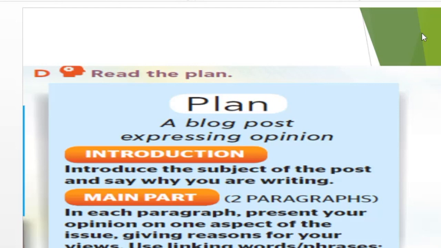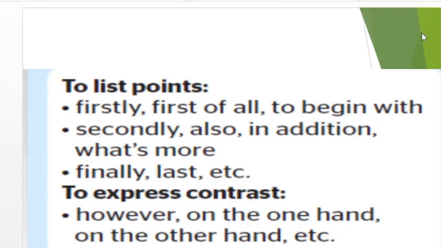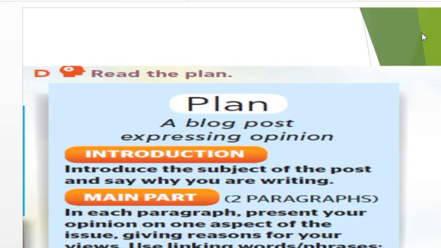Now, we are going to learn how to make a plan for a blog post expressing opinion. We have three main parts to write in the blog post. The first one is the introduction, then the main part, and the final part is the conclusion. In the introduction, you should introduce the subject of the post and say why you are writing. You have to define the subject that you are going to write about and give reasons for writing this subject or this topic.